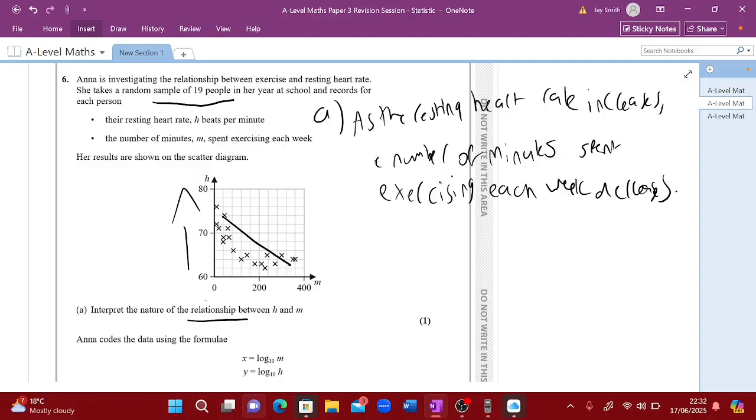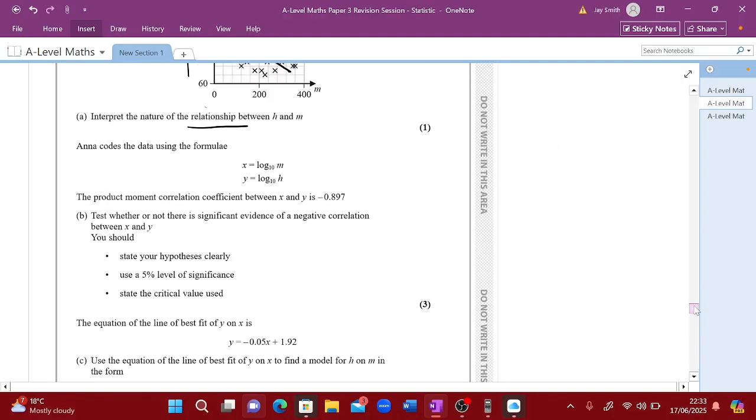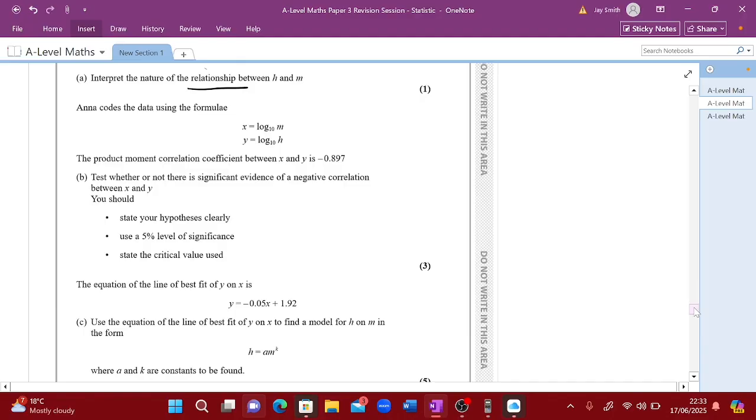Okay, part B. Then Anna codes the data using the formula X and Y is log 10 of each. The PMCC between X and Y is this here. Test whether or not there's significant evidence of a negative correlation between X and Y. You should state your hypotheses clearly. Use the 5% significance level and state the critical value used. So again, that's a similar concept.